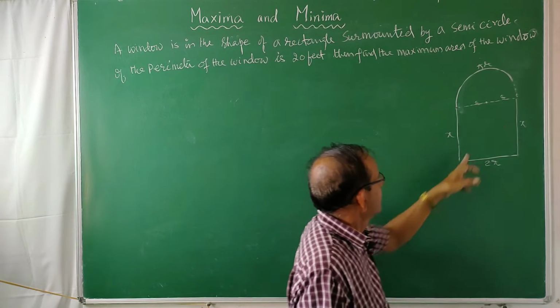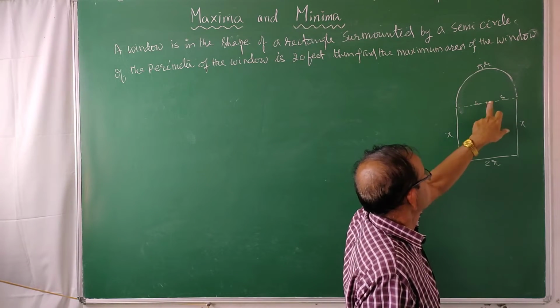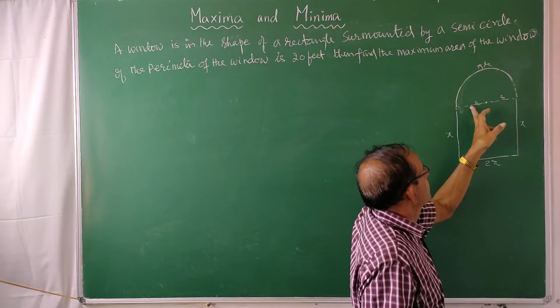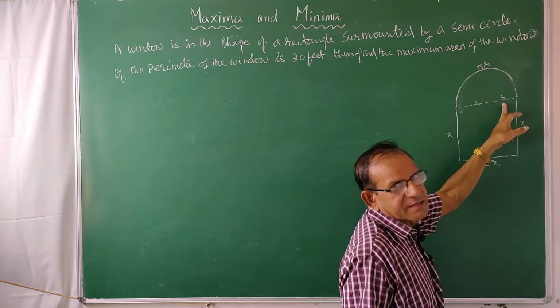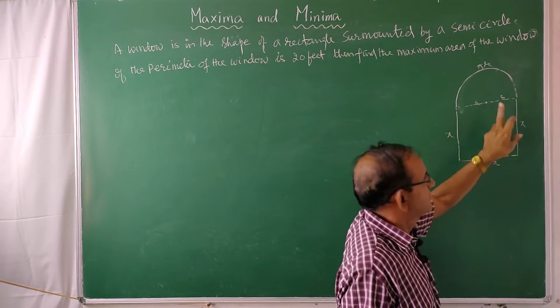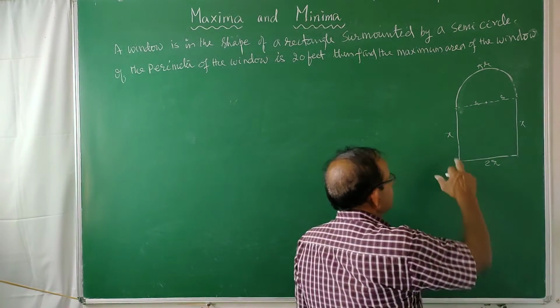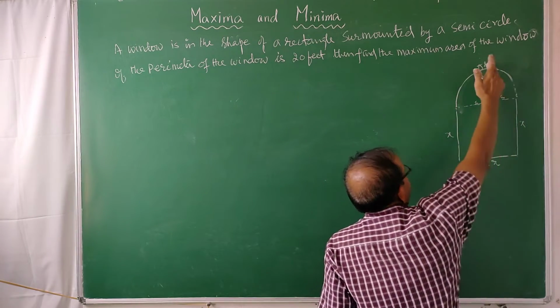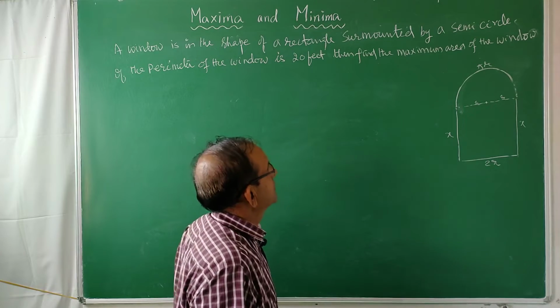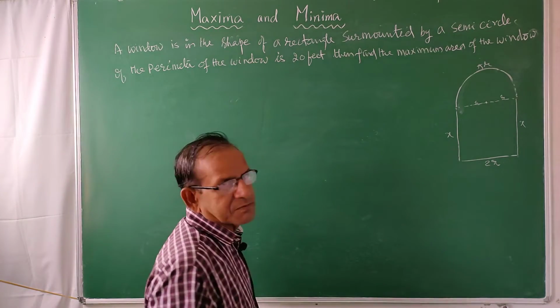Now let us take r as the radius of the semicircle. So this will become 2r. So this will become pi r, but this part won't be there in the window. But this is also equal to 2r, because this is 2r. So what is the perimeter of the window? x plus 2r plus x plus pi r. That is given as 20. From that we have to find out the maximum area of the window.